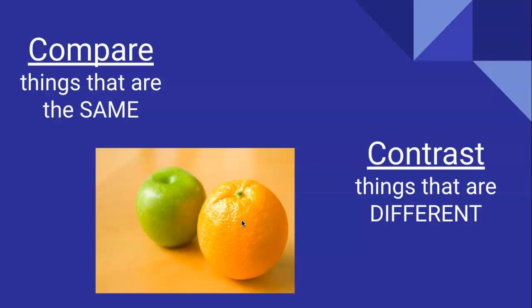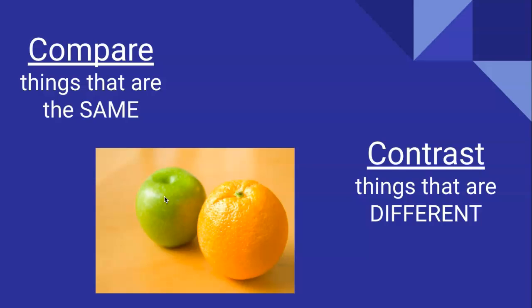Yeah. What are some things that are different between an apple and an orange? That they have different taste. Yeah, we could say that they taste different. In this picture, one is orange and one is green. We could also talk about how they feel, like their texture is different. Yeah, so you get the point.